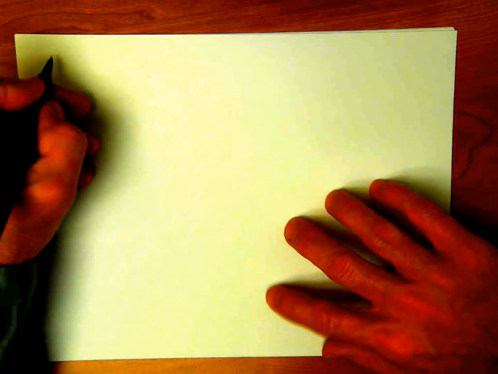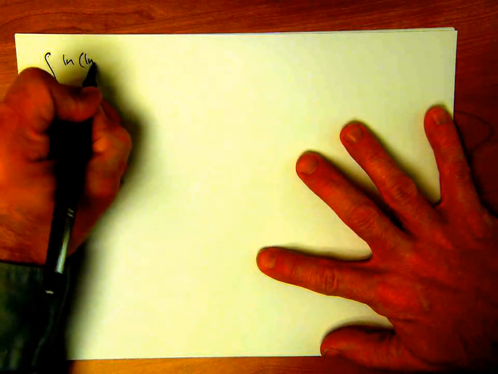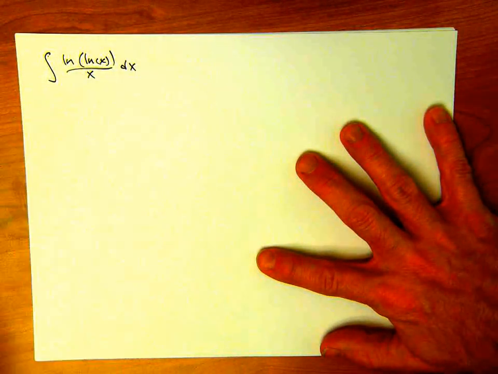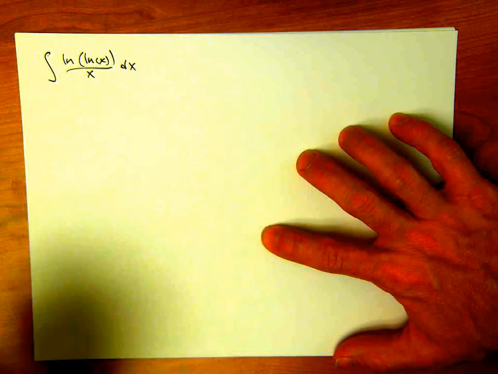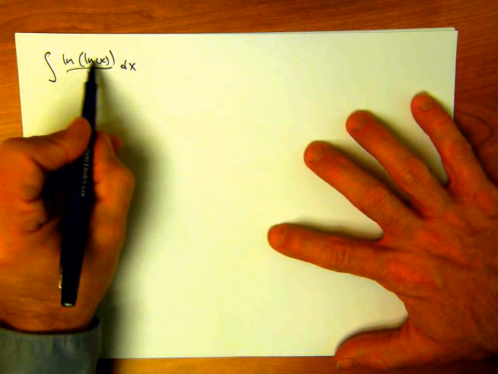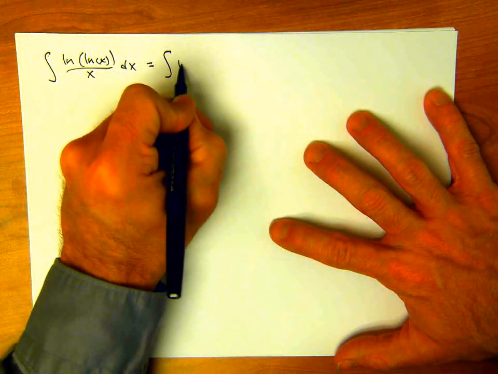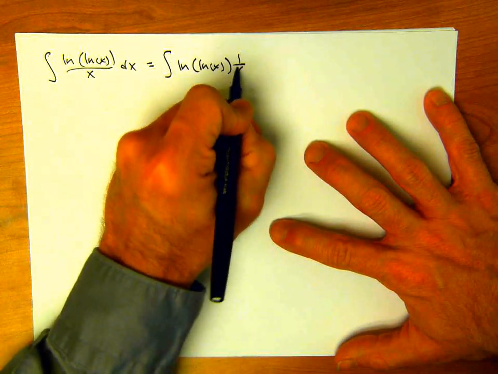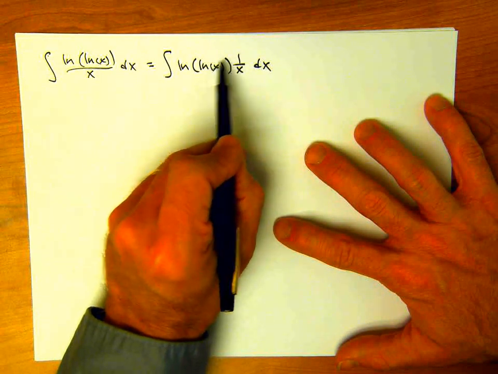So in this example, we're going to find the integral of the natural log of x over x dx. And the question is, how do we start here? I have no idea. Well, you might notice, or you may not, that we can rewrite this as the integral of natural log of x times 1 over x dx. So notice we have a function and its derivative in here.